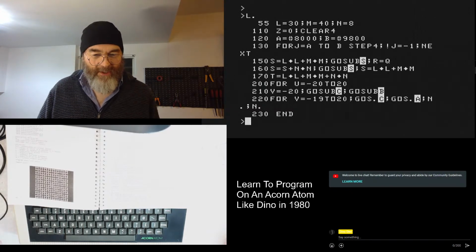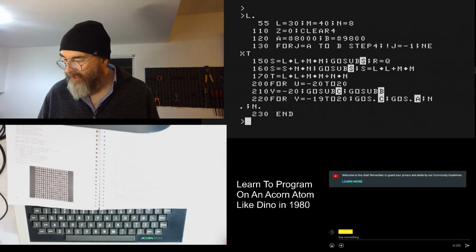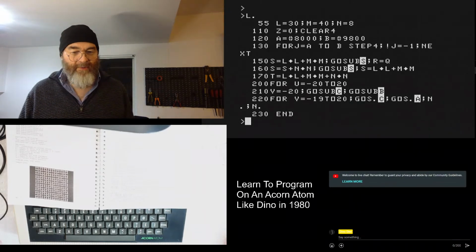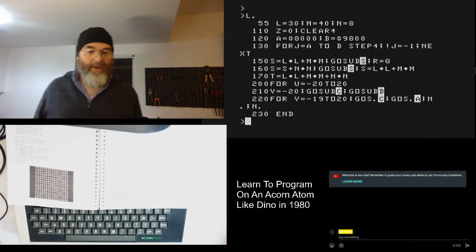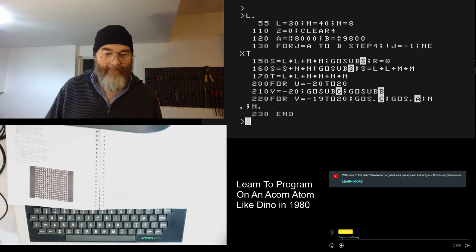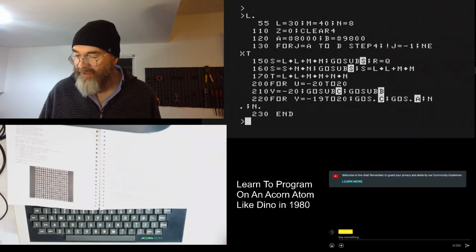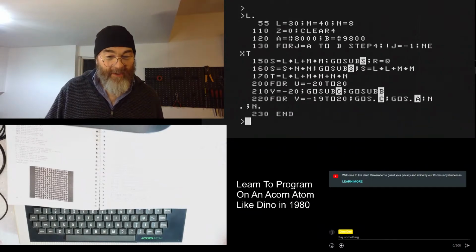Line 150, S equals L squared plus M squared. Go to the subroutine for the square root and put the result in R, because I think Q is the result of the square root. So that's the length of vector LM. Line 160, S is equal S plus, so we have a change in the value of S.